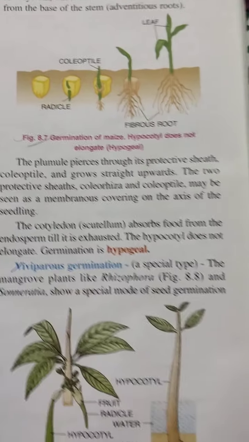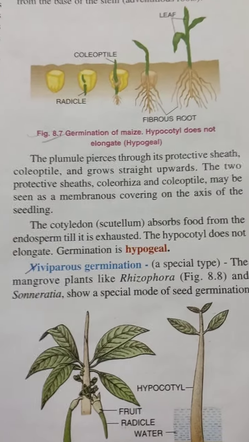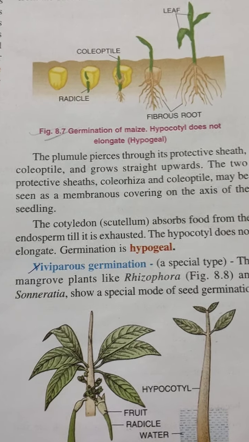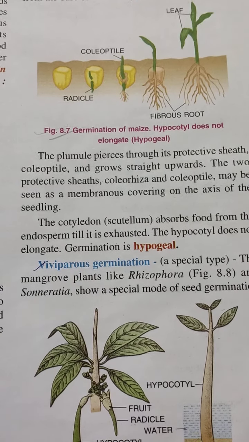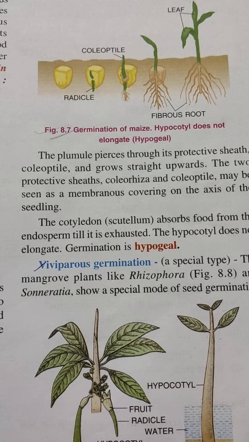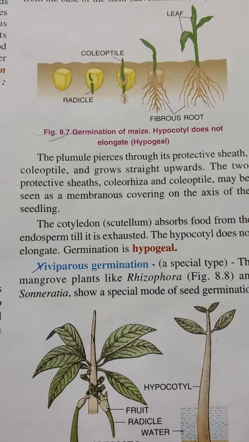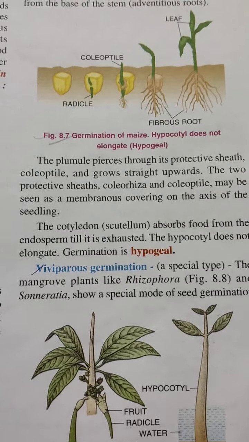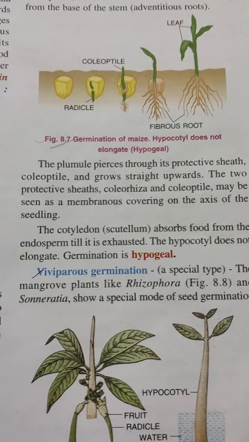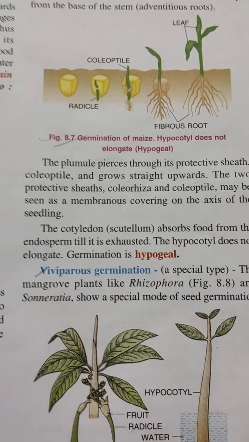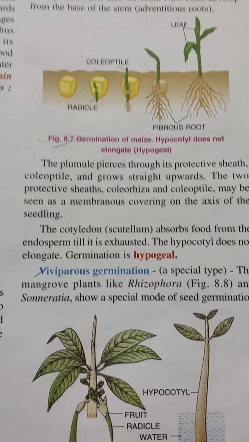Now, viviparous germination. The mangrove plants. I hope you all have heard about Sundarban. And Sundarban consists of a lot of mangroves. One of the mangroves is Rhizophora and another type is Sonneratia. These are all scientific names, so you start with a capital letter and you underline them whenever you are writing them.